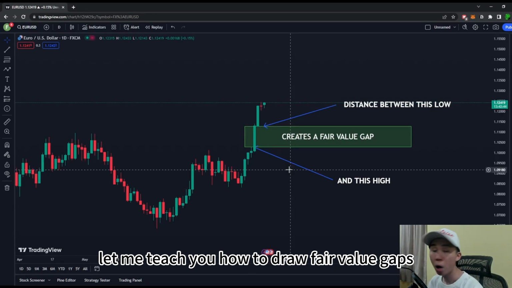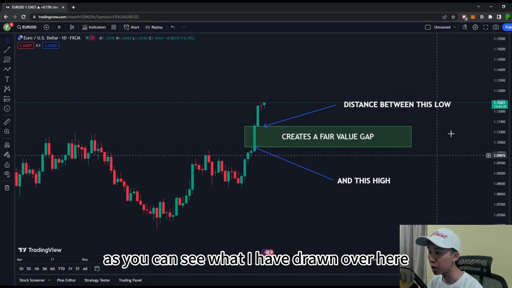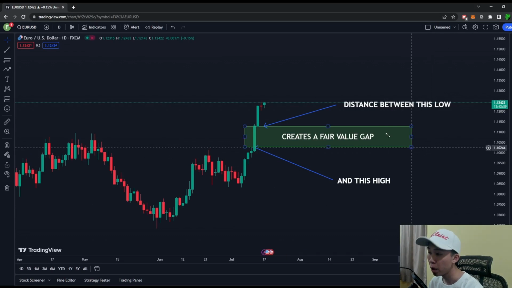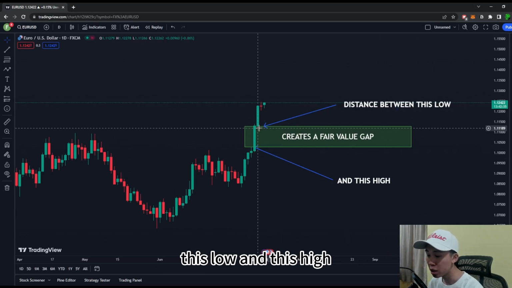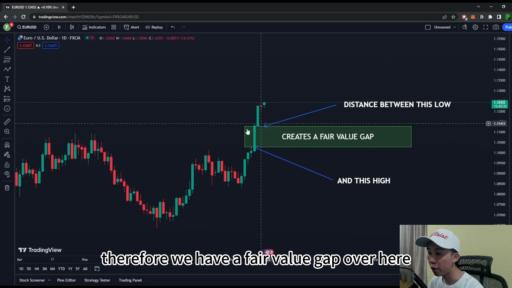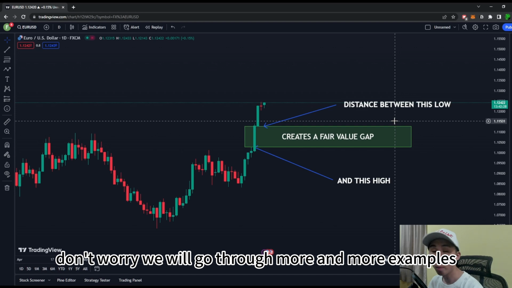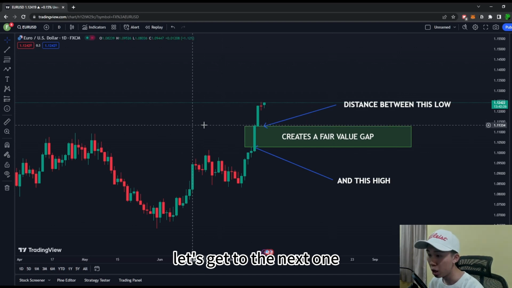Let me teach you how to draw fair value gaps. As you can see what I have drawn over here, a fair value gap is drawn from a distance between this low and this high. Therefore, we have a fair value gap over here. Don't worry, we will go through more and more examples. Let's get to the next one.